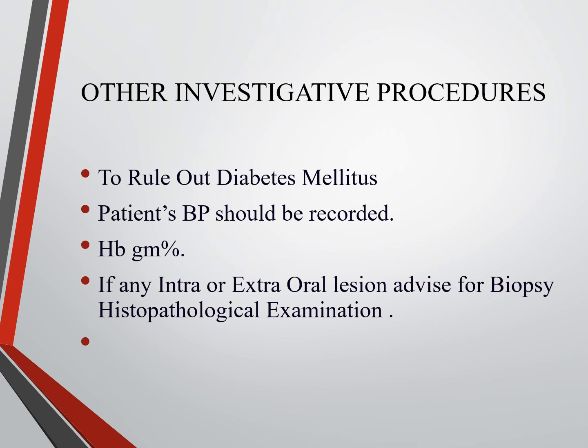Then looking at other investigation procedures, to rule out diabetes mellitus, HbA1c or random blood sugars would be a good test. Then the blood pressure, to check whether the patient is hypertensive or not. You can also see whether the patient is anemic or not. And if you see any soft tissue changes suspicious of a pre-malignant or malignant condition, then you might have to do a biopsy or a swab required for histopathological examination.